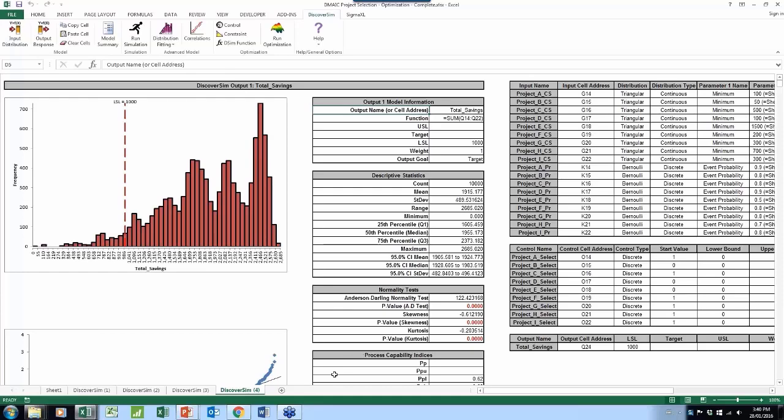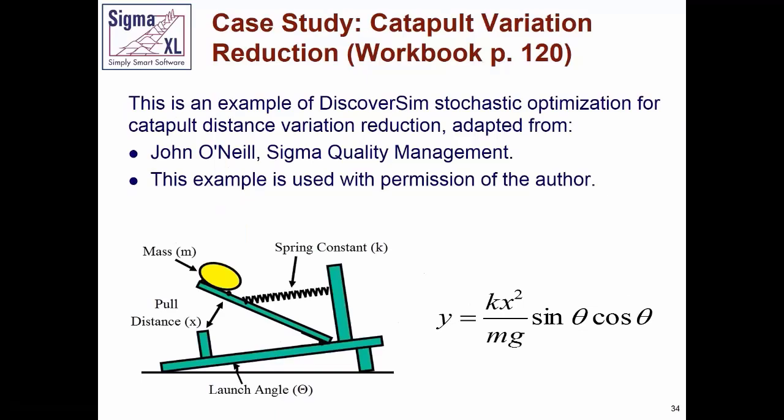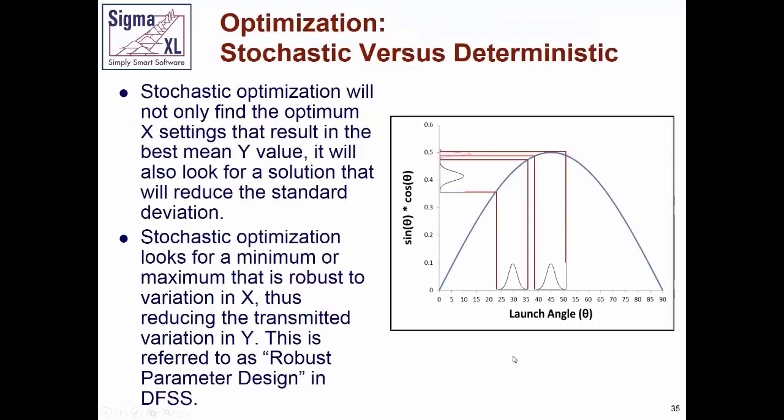The next case study that I want to look at is an engineering example. This is from the Catapult problem. When we optimize a process capability, how is it that you can actually maximize the mean and simultaneously reduce variation? If you have a response that is a nonlinear response, often there are settings in the control factors where the transmitted variation can be dramatically reduced.